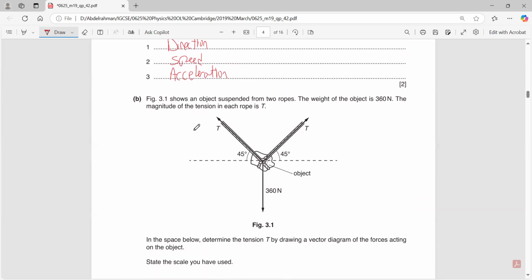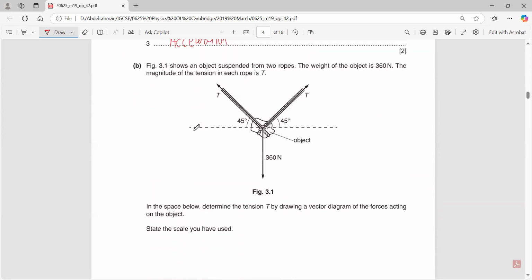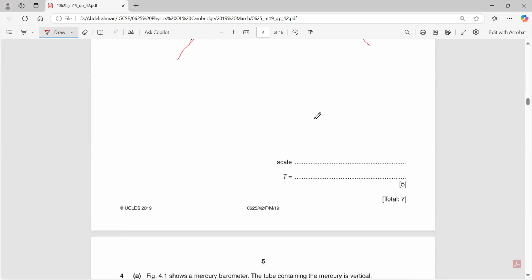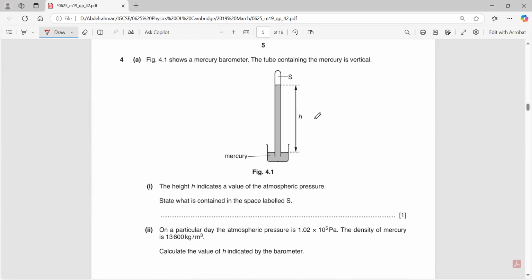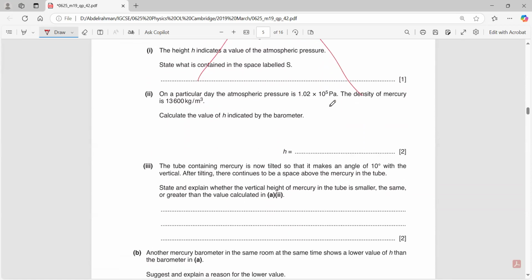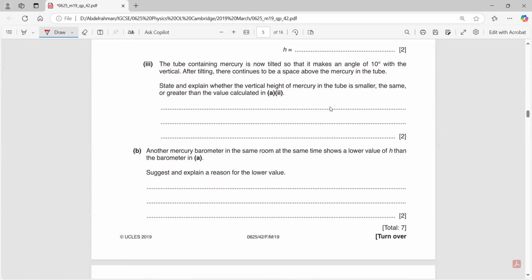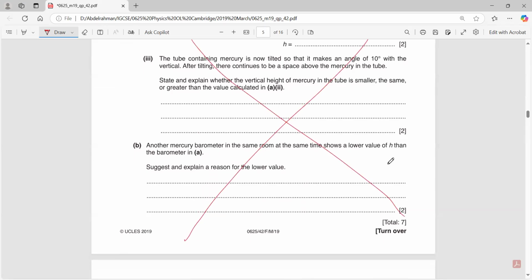Figure 3.1 is cancelled. This part of the question is cancelled. Why? Because you're not required to find the resultant if it's not exactly 90 degrees. This part is also cancelled. You're not required to find the barometer. This is all cancelled. So you are actually in luck today.